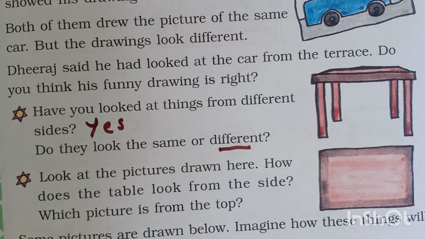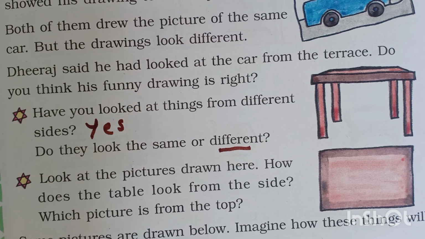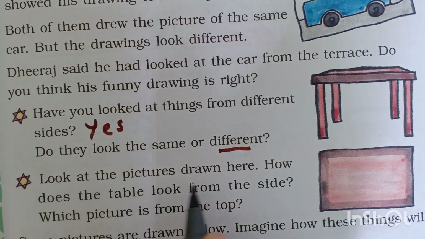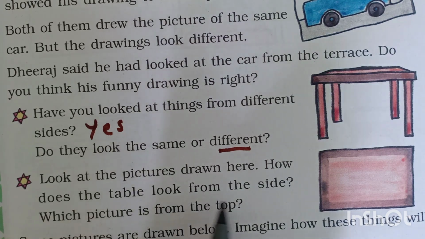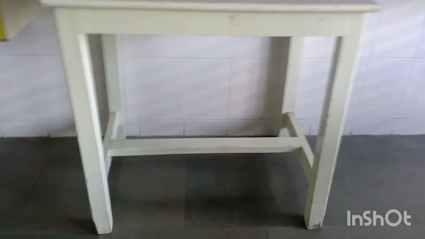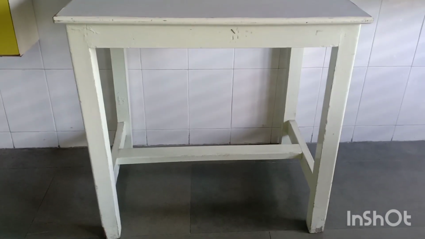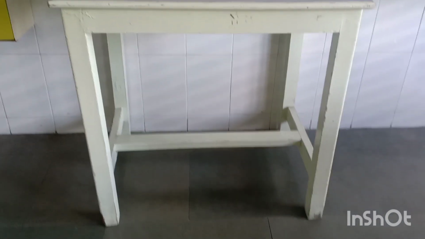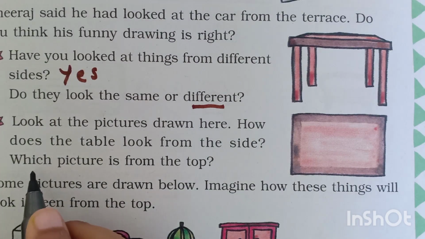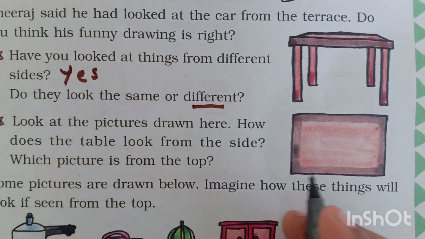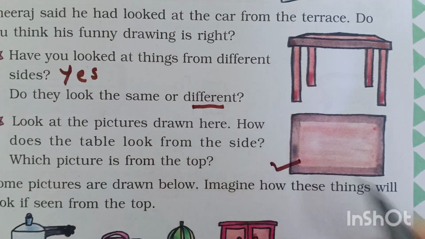Okay, now let's see one example. Look at the pictures drawn here. How does the table look from the side? Which picture is from the top? Look at the table from the side. From the top. Which picture is from the top? The second picture. This picture.